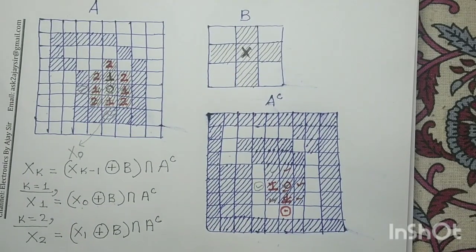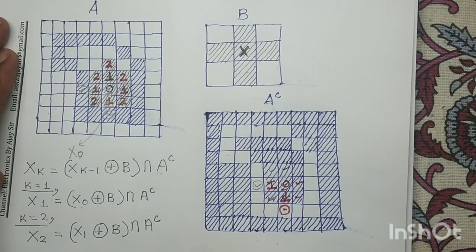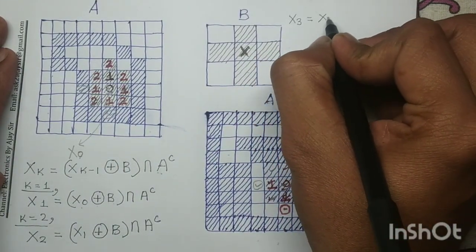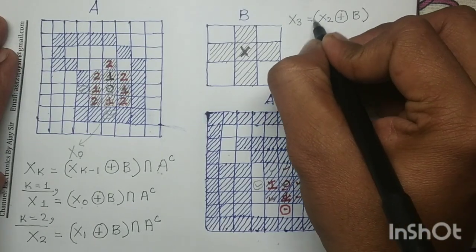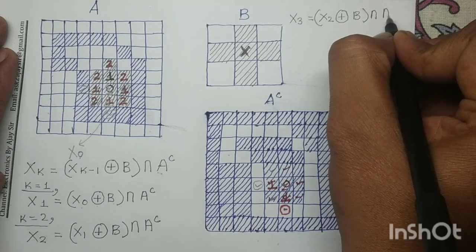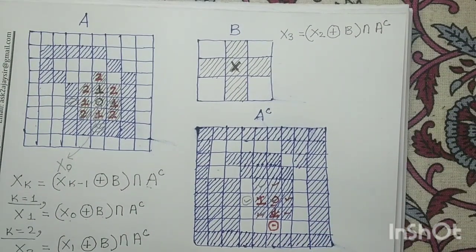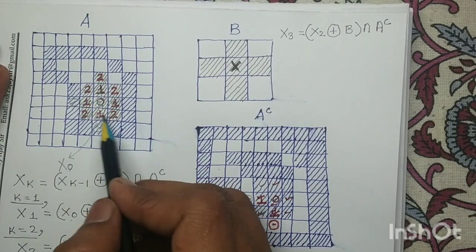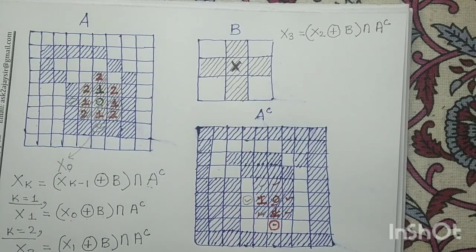So after finishing the second iteration, it's time for our third iteration. In the third iteration, in this equation, I will substitute k equals 3. So the equation becomes x3 equals x2 dilation with the structuring element B, intersection with A complement. Now in the third iteration, at these x2 points, we have to perform dilation followed by the intersection operation.